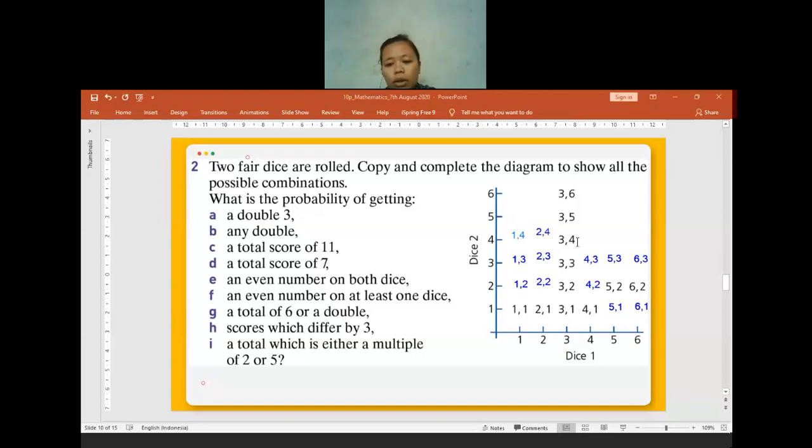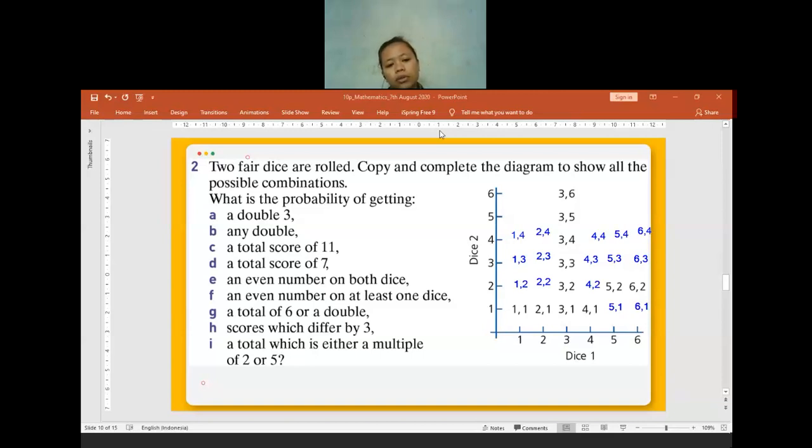Okay, is there anyone having any question so far? I think you can complete it by yourself. I'm not going to complete it. Let us continue. See, I make 4,4, 6,4. You can complete it in your textbook later on. Now let us continue with question 2A. What is the probability of getting a double 3?